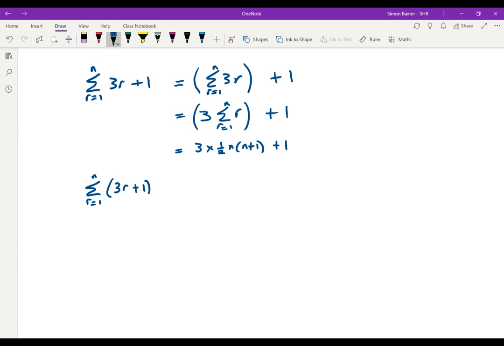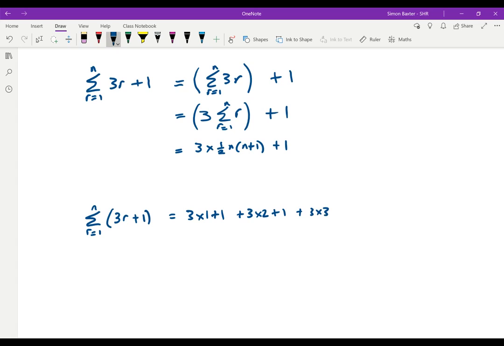Right, now let's look at the one below. Well, you didn't bring the n down. The first term of this is 3 times 1 plus 1. The second term, r equals 2, is 3 times 2 plus 1. The third term is 3 times 3 plus 1. Until we get right up to the end, the last term is 3 times n plus 1.